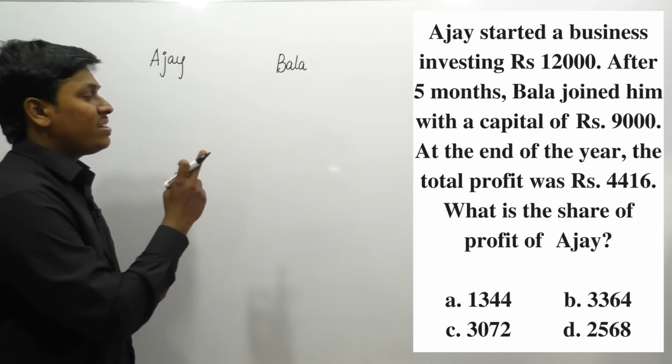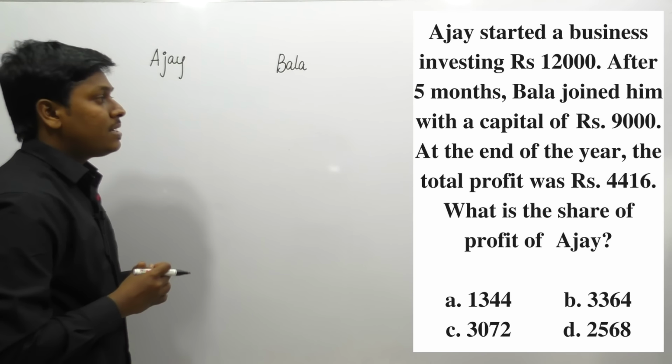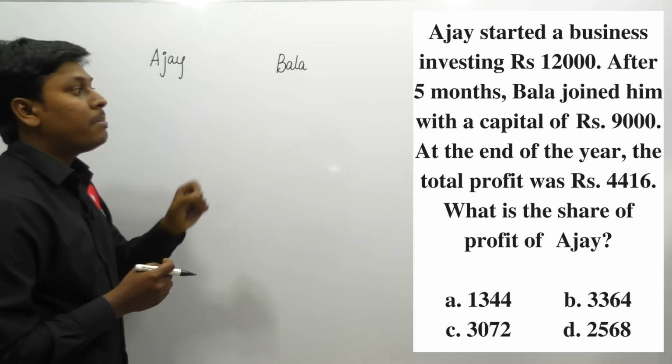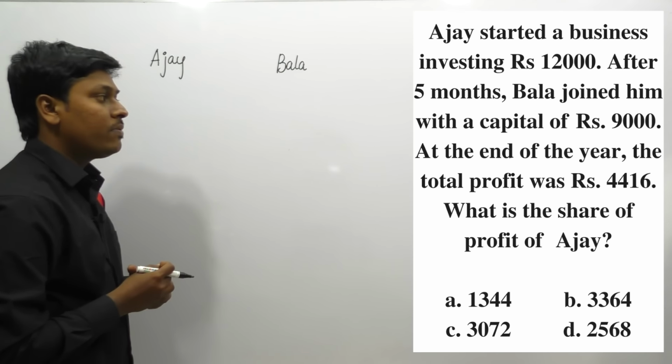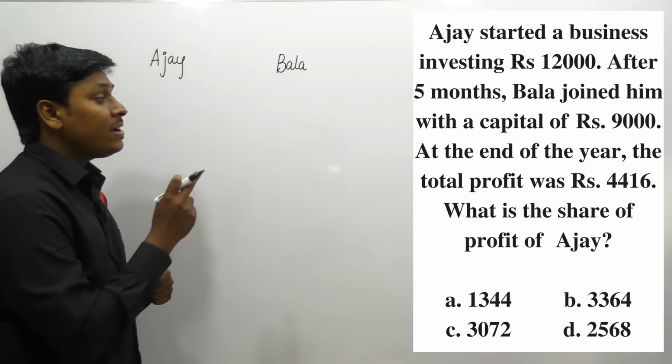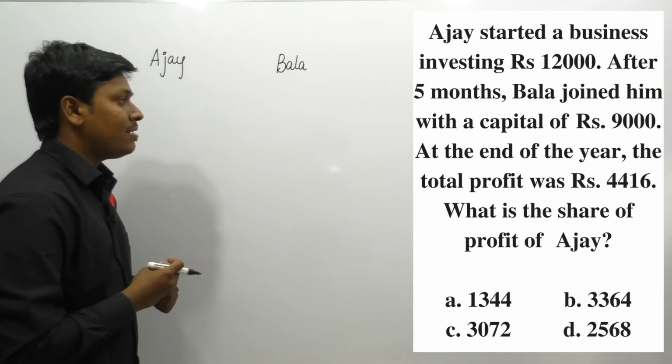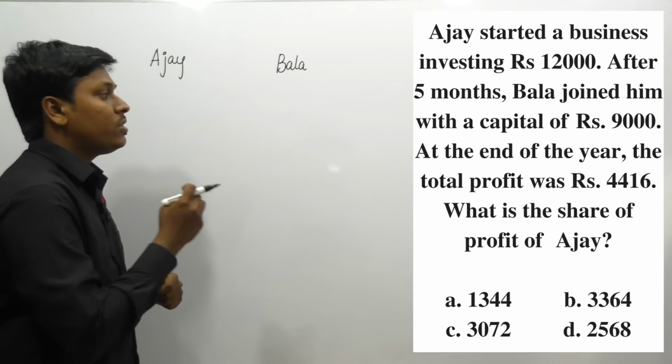Question number 1. Ajay started a business investing rupees 12,000. After 5 months, Bala joined him with the capital of rupees 9,000. At the end of the year, the total profit was 4,416. What is the share of profit of Ajay?